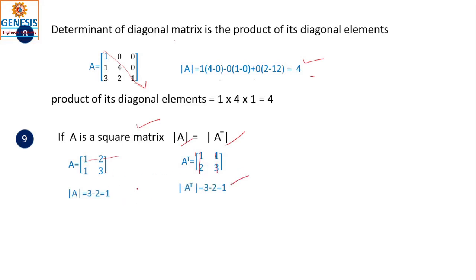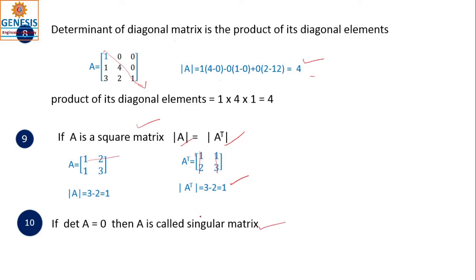The next property, number 10: if the determinant is 0, then we call it a singular matrix. It's very important. You will be asked to find one of the elements, given that the matrix is singular. Singular means the determinant is 0. By finding the determinant and equating it to 0, you can find the missing elements of a given matrix. These things are very useful in getting the solution.